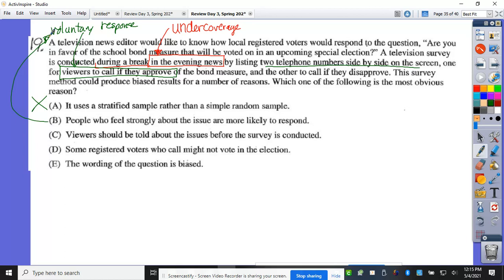So it says which is the best or most obvious. Let's keep reading just in case. Viewers should be told about the issues before the survey is conducted. Well, maybe they should, but maybe that's not a reason for bias. Because if they're told, we might provide bias. Some registered voters who call might not vote in the election. Well, that's true, but is that a reason for bias? No. Wording of the question is biased. Are you in favor? No, I don't see any issues there, so it's definitely going to be B.